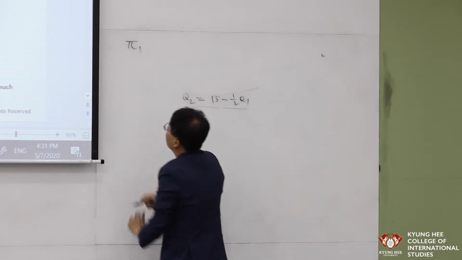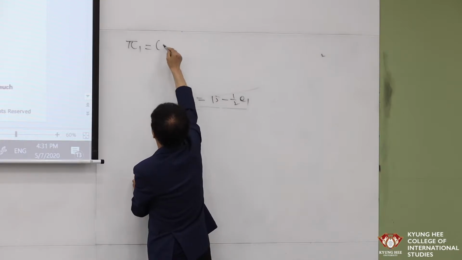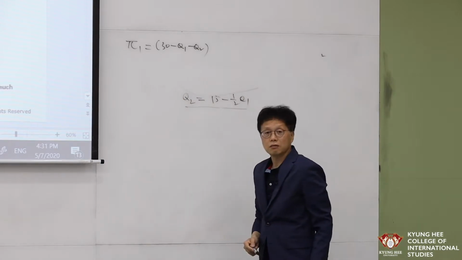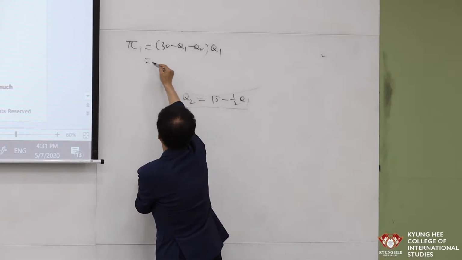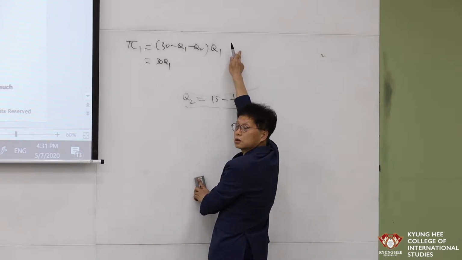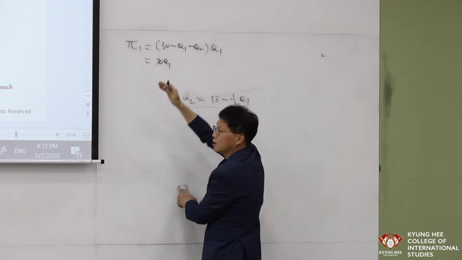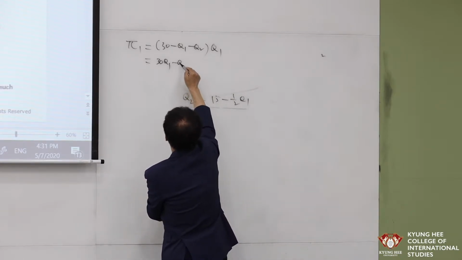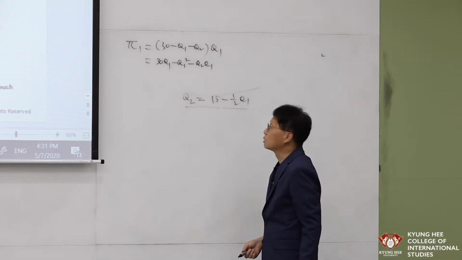Profit of firm 1 is whatever. Price is equal to 30 minus Q, so 30 minus Q1 minus Q2, isn't it? Right? And times Q1. Expanding this, we know that it is 30 Q1, and there is no marginal cost, constant at 0. Okay, so total cost is equal to 0. So profit is equal to total revenue, right? 30 Q1 minus Q1 squared minus Q2 Q1, same as the earlier one. Right?